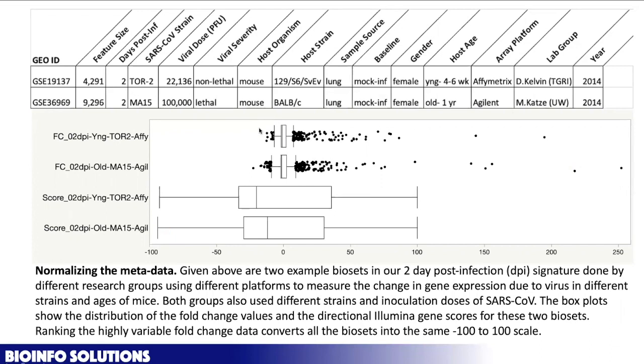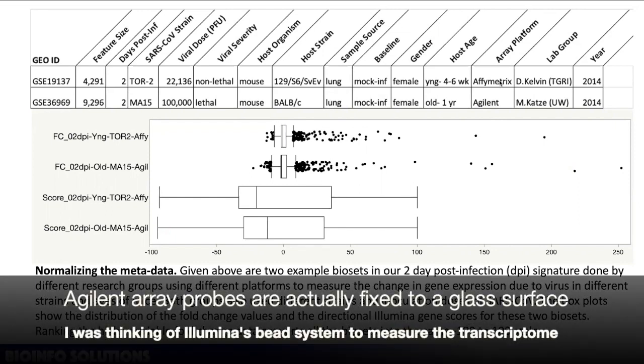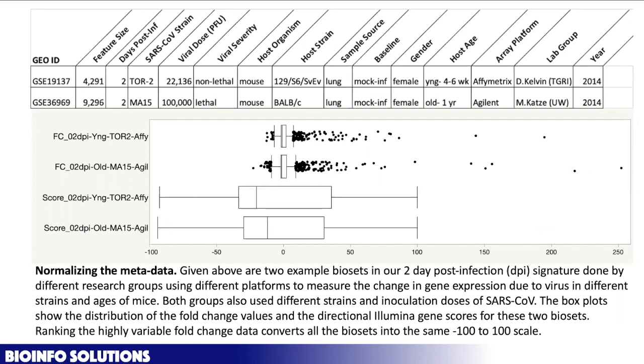Hi, can you quickly remind us the difference between those array platforms? Sure. They all kind of work on the same principle. Agilent's a little different. Agilent will have the bead technology. Affymetrix is kind of the gene chips is what they've really formatted.